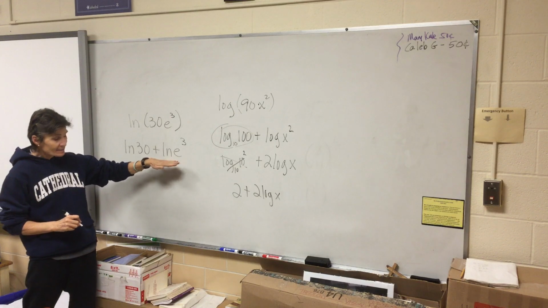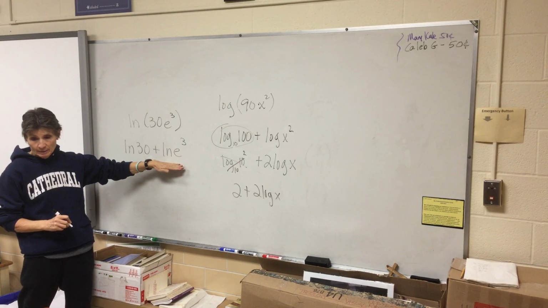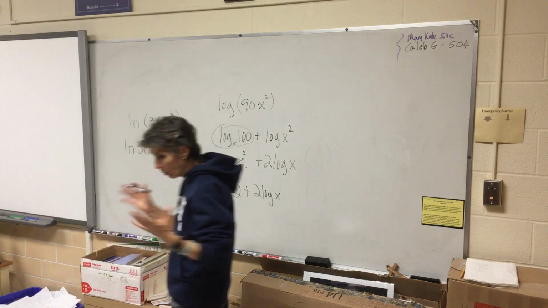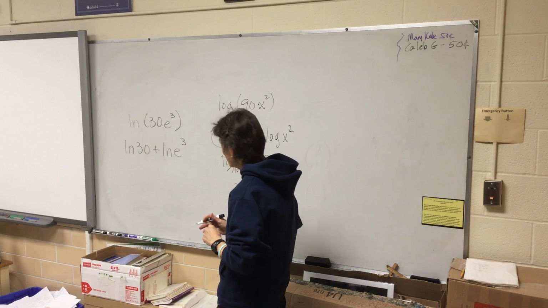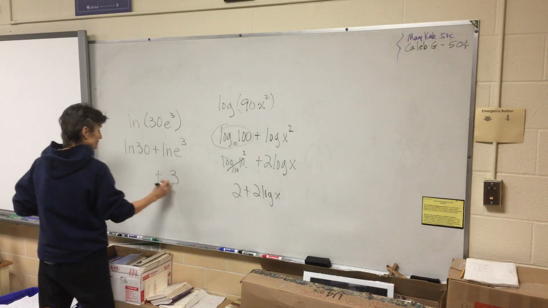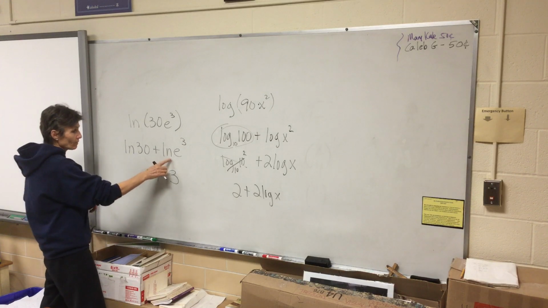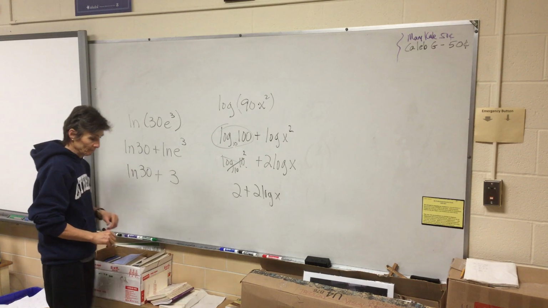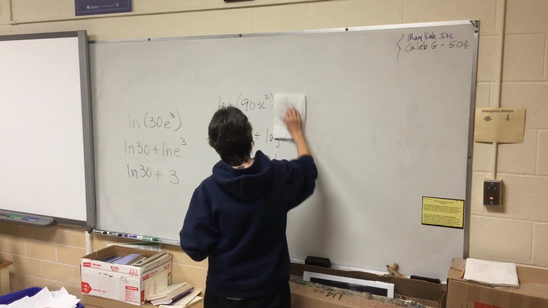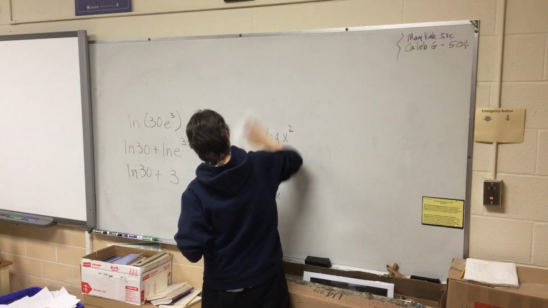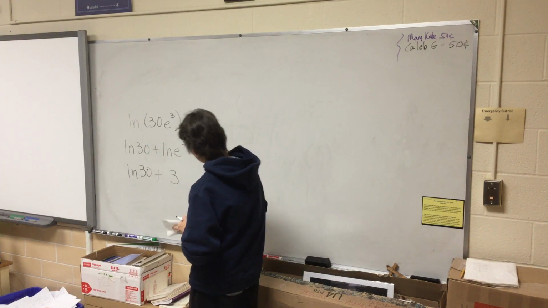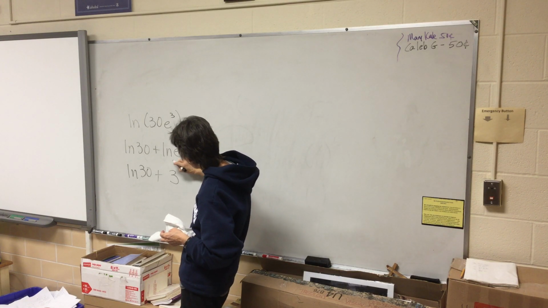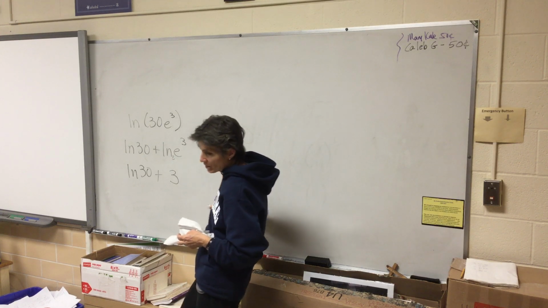Now, that simplifies. What happens when you have an ln and an e right next to each other? What always happens? Cancel out. They do. So this is just a 3. This is the log base e of e cubed. This is just 3 plus ln 30. If the number in this spot is a power of your base, then you're always going to want to simplify.